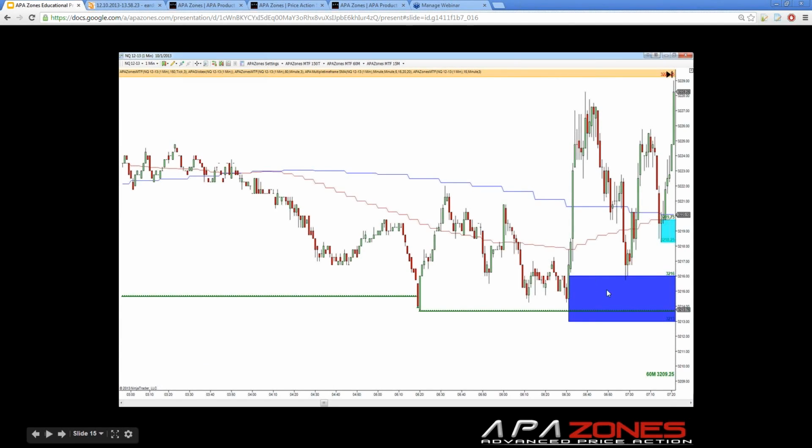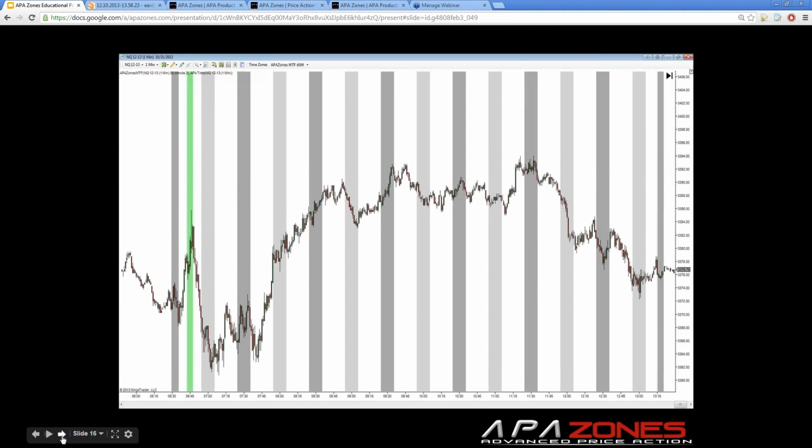Okay, so you'll see a lot of times larger institutions and things of that nature tend to reload in these areas at news time, or at the tops and the bottoms of the hour, is what I came to find out. And as I was looking at that, I was like, wow, it's actually pretty cool how all these major moves tend to happen at very specific times a day.